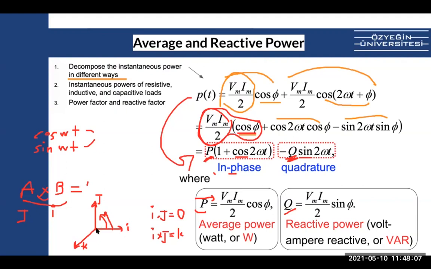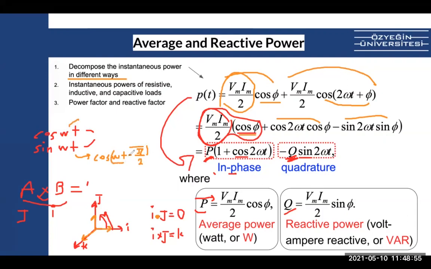If I draw two vectors or even three vectors, I, J, K, these are all quadratures because they have 90-degree phases in the 3D domain. So for any quadrature signals, their dot product will give 0. Similarly, cos omega t and sin omega t, what are their phase differences? They are pi over 2. You can write sine as cos omega t minus pi over 2. And as you can see, their phase difference is pi over 2.